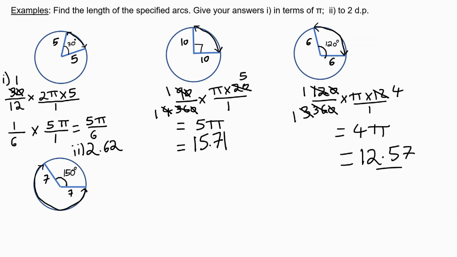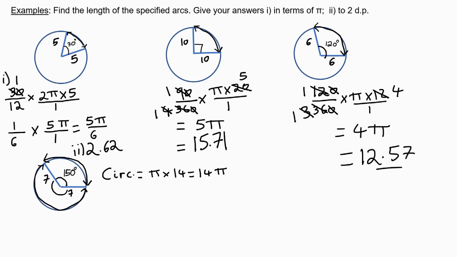In the last question, the specified arc is the major arc. So there are two ways of doing this. Either you can work out the length of the minor arc and then work out the circumference and subtract the two, or you can work out the major angle, which is 360 take away 150. So let's do it the first way first of all. If I work out the circumference, that's going to be pi times d, so pi times 14, which is 14 pi.